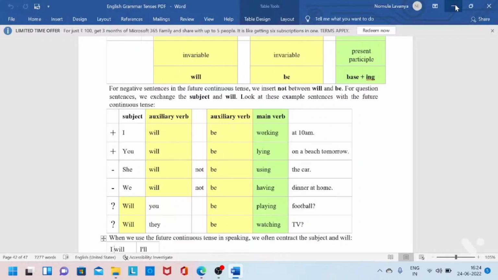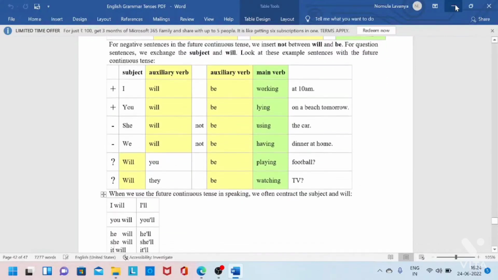So for the negative sentence: she will not be using the car. We will not be having dinner at night. Okay, so "not" is inserted in here. And for the question sentence: will you be playing football? Will they be watching TV?